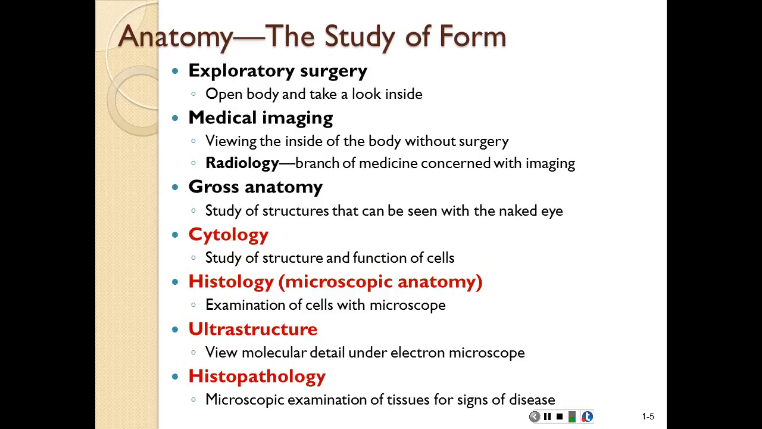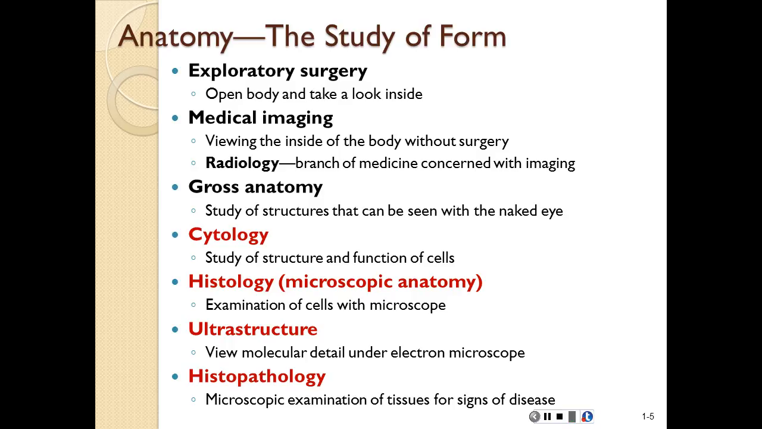We have medical imaging. We're dealing with radiology, X-rays, MRIs. Medical imaging is viewing inside the body without surgery. We have gross anatomy. It's the study of structures that can be seen with the naked eye. So we're looking at the heart, the bones, the lungs. Then we have histology, and that's the observation of tissue specimens using a microscope.